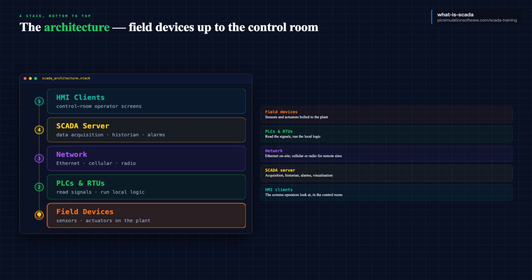The SCADA server is the brain. It does the data acquisition. It logs every value to a historian for later. It evaluates alarms, and it serves the visualization. And the screens the operators actually look at are HMI clients in the control room connected to that server. Field devices, controllers, network, server, clients. That is SCADA.